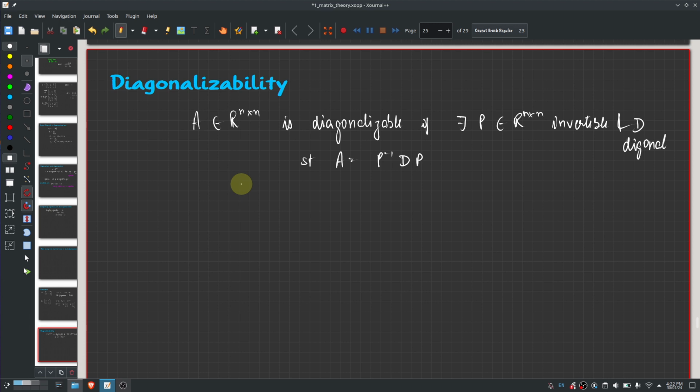Is every matrix diagonalizable? Need not be. What can happen? Okay, if a matrix is singular, does it mean it's not diagonalizable? Can you give me an example of a matrix which is singular, but it is diagonalizable? The all zeros matrix is an example.